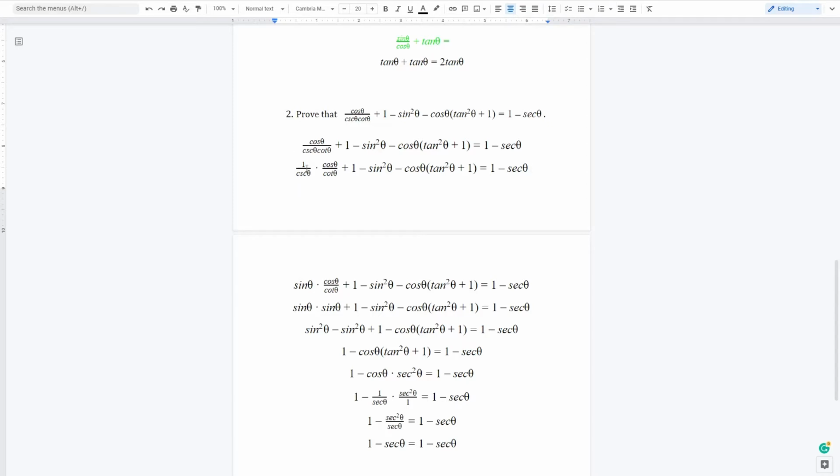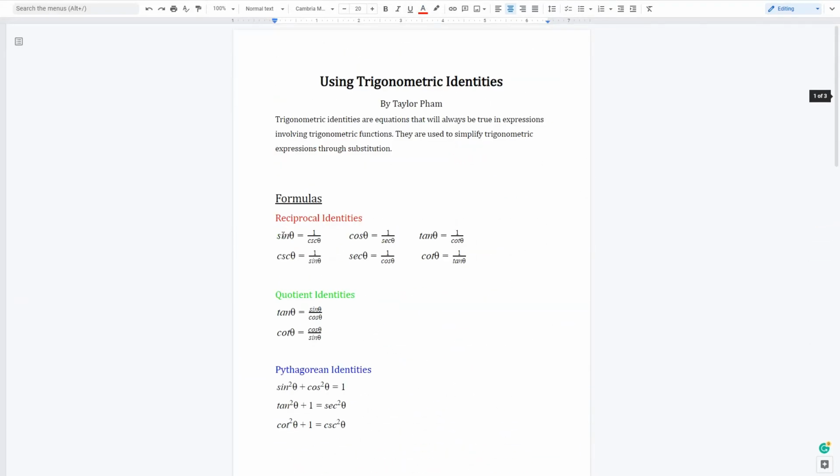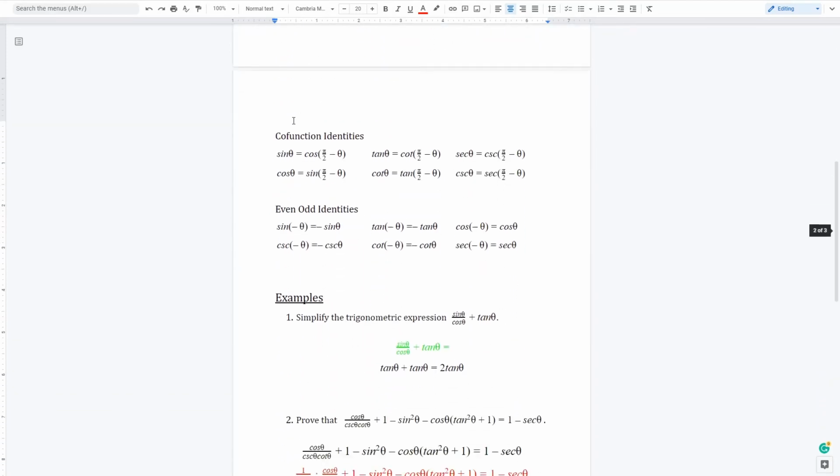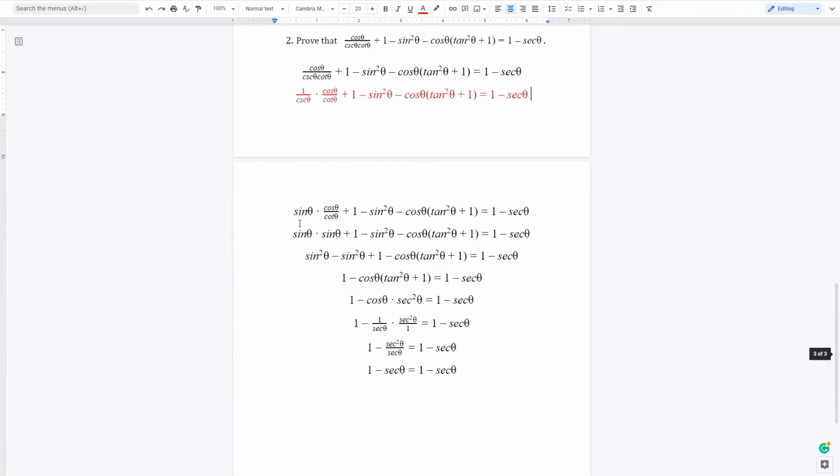And I can already see that 1 over cosecant theta is going to be a reciprocal identity. And that reciprocal identity would be this. Sine theta equals 1 over cosecant theta. So using that, we could substitute 1 over cosecant theta for sine theta, and we'll have sine theta times cosine theta over cotangent theta plus 1. And this right here, cosine theta over cotangent theta, this is going to simplify into sine theta, as you can see. But what identity would we be using?